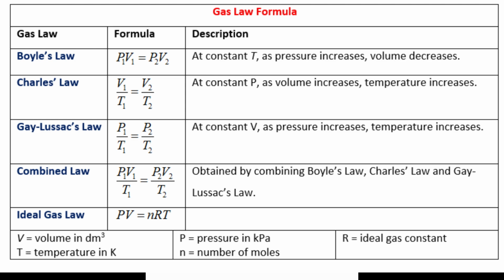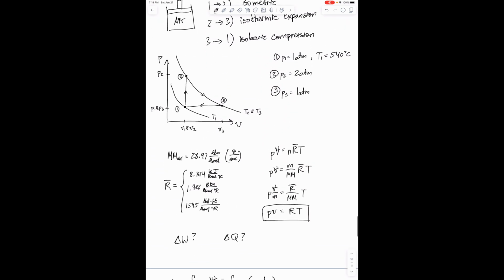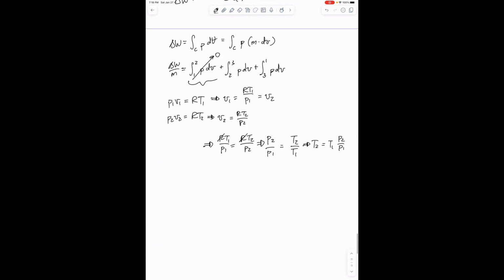But the whole point of this is we can then get our temperature at state 2. And it turns out it's just the ratio of the pressure between both states. So I get these numbers up here. I can plug in and get temperature at 2. Okay. That's our temperature at 2.